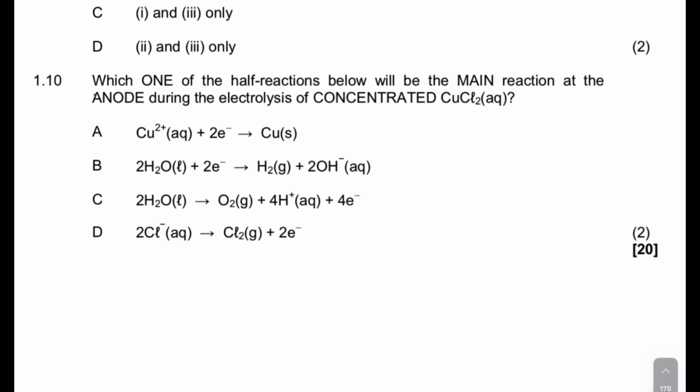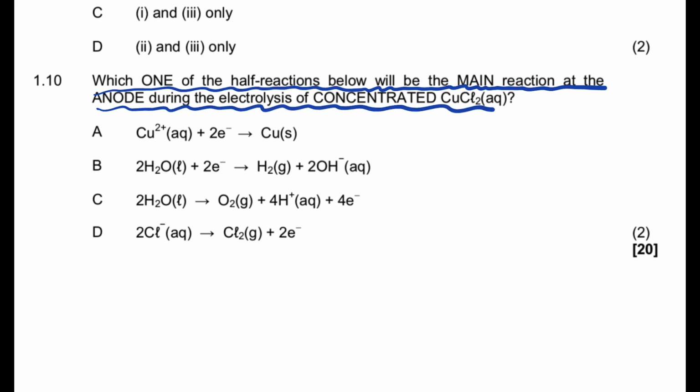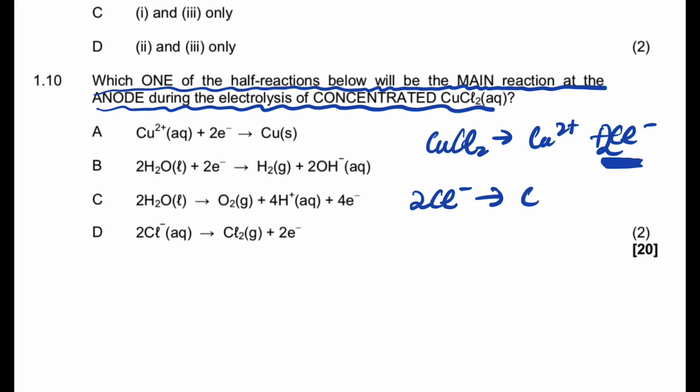Now the last question. It says which one of the following half reactions below will be the main reaction at an anode during the electrolysis of concentrated copper chloride. In the electrolysis of concentrated copper chloride, it decomposes to copper 2 plus and Cl minus, but it's 2 of them, right? So guys, at the anode, even in the standard reduction potential table, this one, which is 4B, is going to oxidize the chloride. 2 chloride ions oxidize to chlorine gas plus 2 electrons.